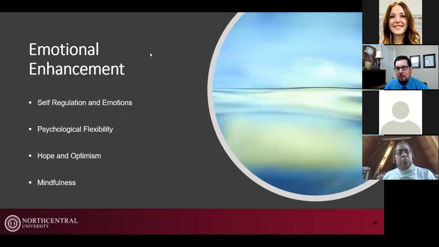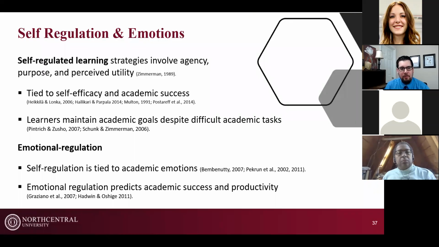Next, I'll discuss emotional enhancement. Self-regulated learning strategies are actions and processes directed at acquiring information or a skill that involve agency, purpose, and instrumentality perceptions. Self-regulation is tied to self-efficacy and academic success. To achieve academic excellence, learners self-regulate and maintain academic goals despite difficult academic tasks.